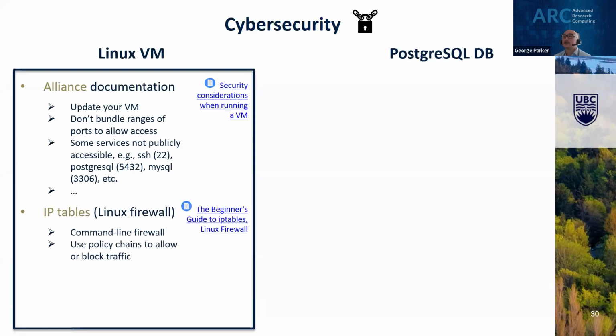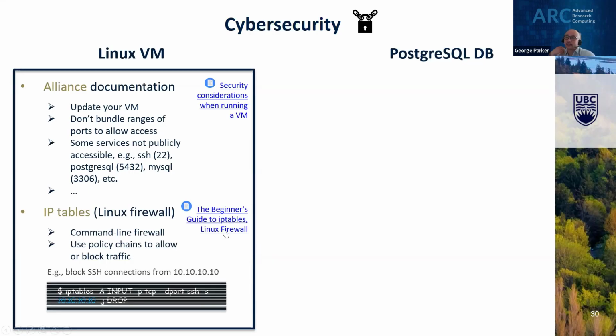There's also iptables you can use to manage the traffic. iptables is a Linux firewall. It's a command line firewall. It uses a policy chain to allow or block traffic. This is the documentation. You can read more about iptables. It's a great tool. Here's an example. If you want to block access from this IP, it's simple.